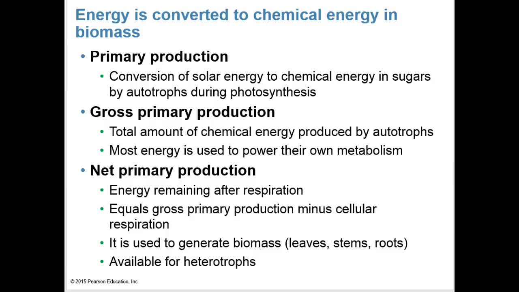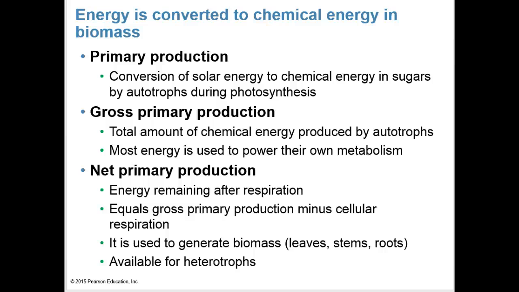Energy is converted to chemical energy in biomass. This is called primary production. It's the conversion of solar energy to chemical energy in sugars by autotrophs during photosynthesis. It's kind of a measure of how much work our producers are doing. How much are they providing for us in our ecosystem?